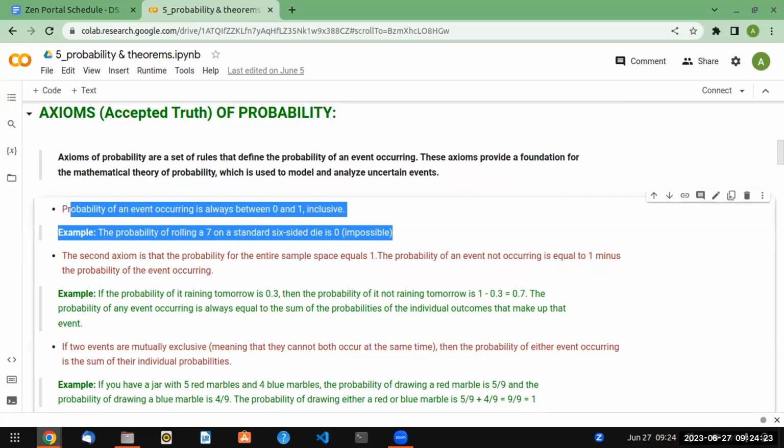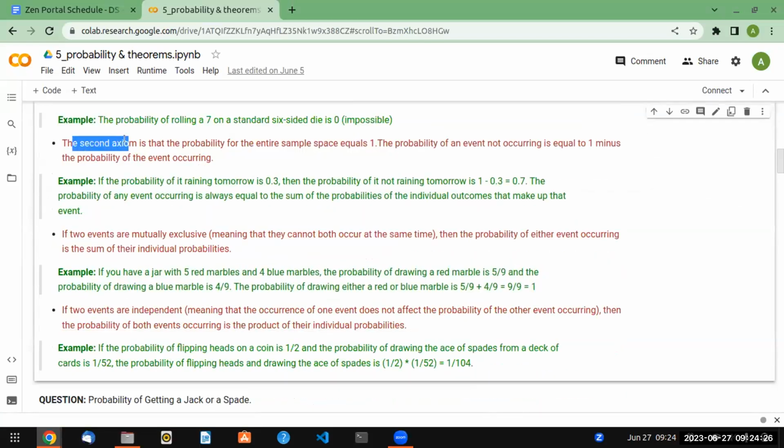What is the second accepted truth? The second axiom is that the probability of the entire sample space equals 1. The probability of an event not occurring is 1 minus that event's probability. What does that mean? If the probability of raining tomorrow is 0.3, that means a 30% chance it is going to rain tomorrow. Then the probability of not raining will be 1 minus 0.3, that is 0.7. That also makes sense, right?